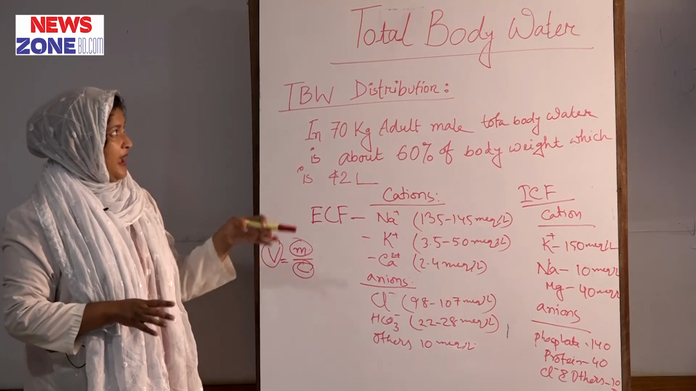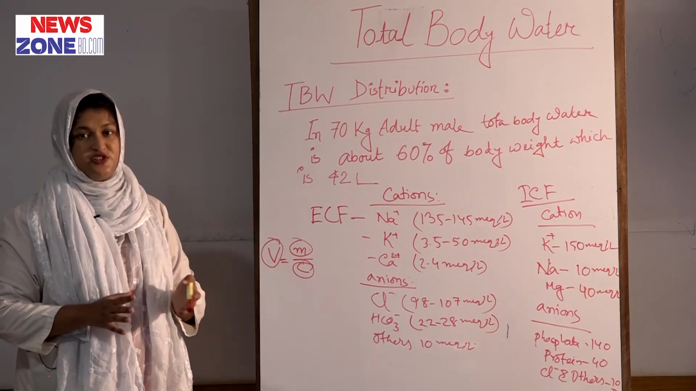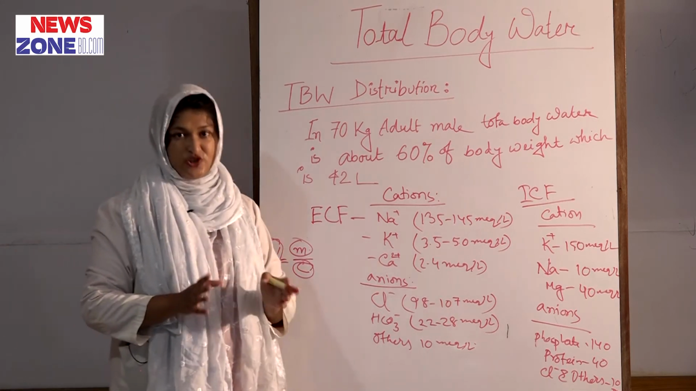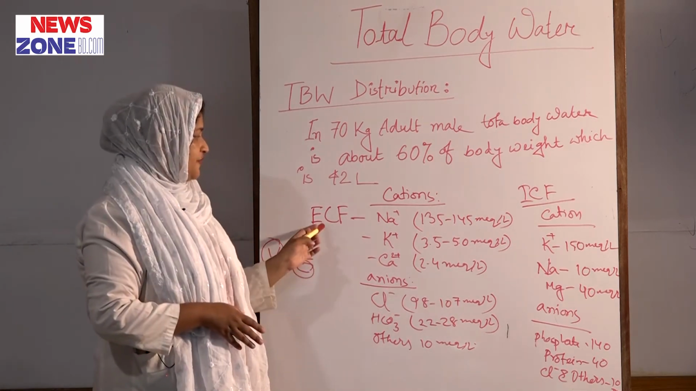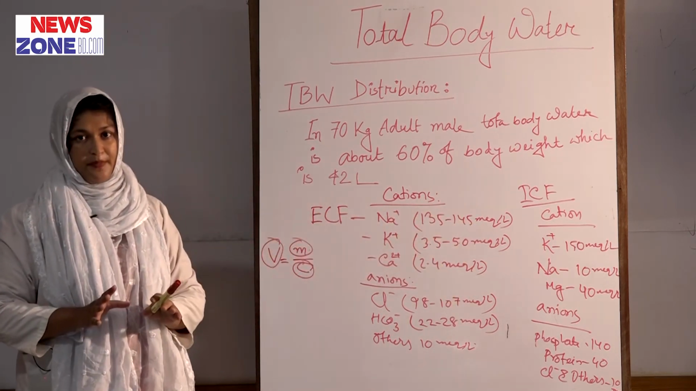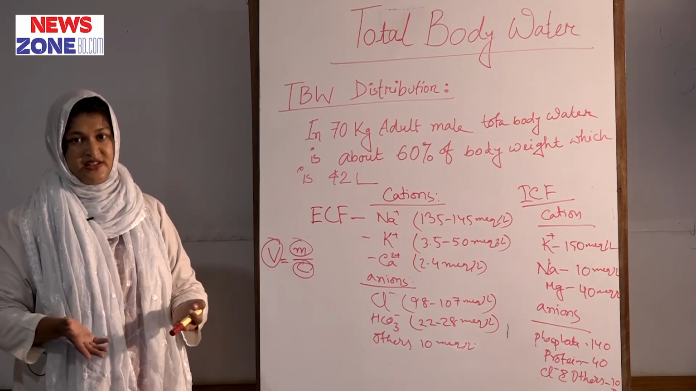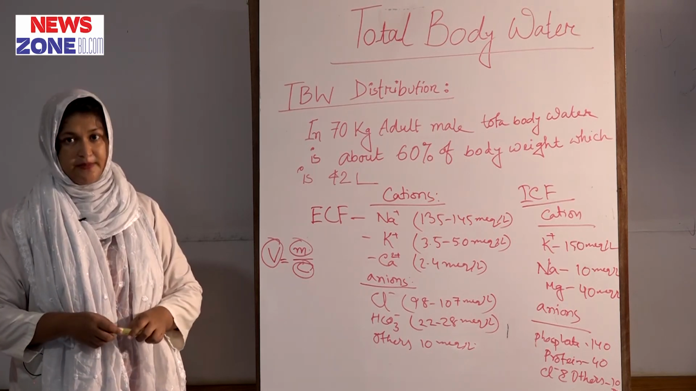So this is all about total body water and its distribution, transcellular fluid, which is very important and comes as a written short note, the ionic composition of the extracellular fluid compartment and intracellular fluid compartment, and total body fluid compartment measurement, which is measured by the indicator dye dilution technique.